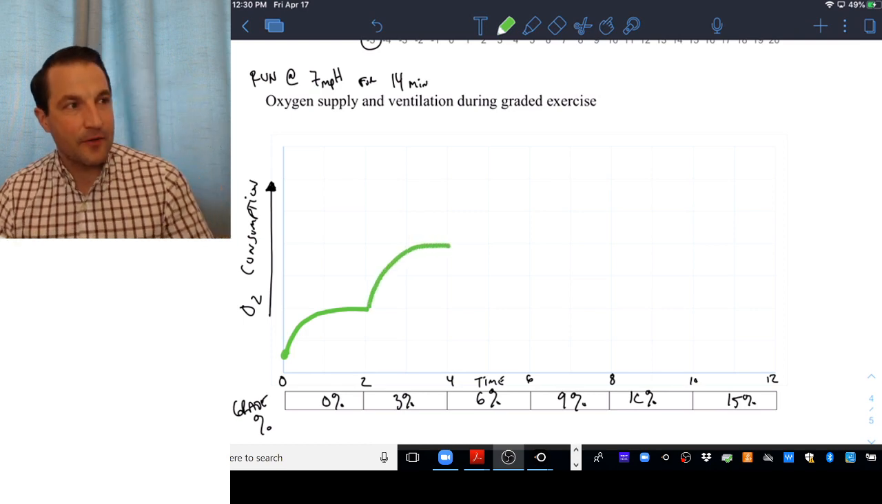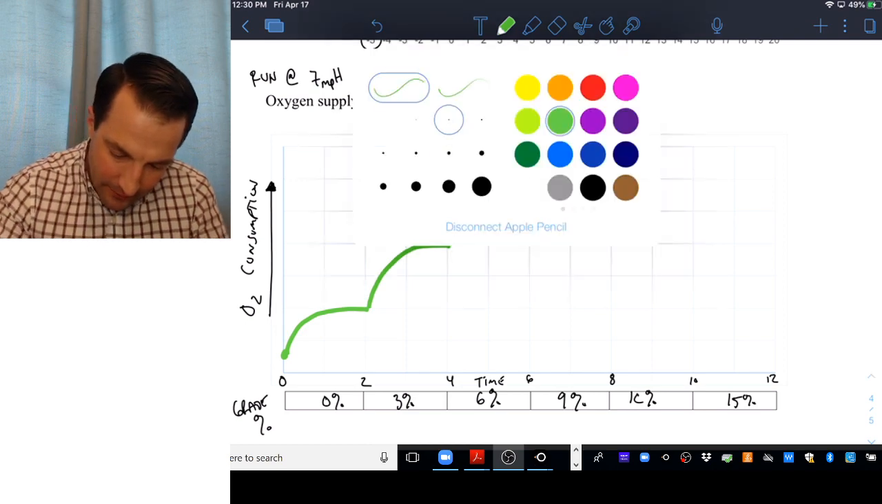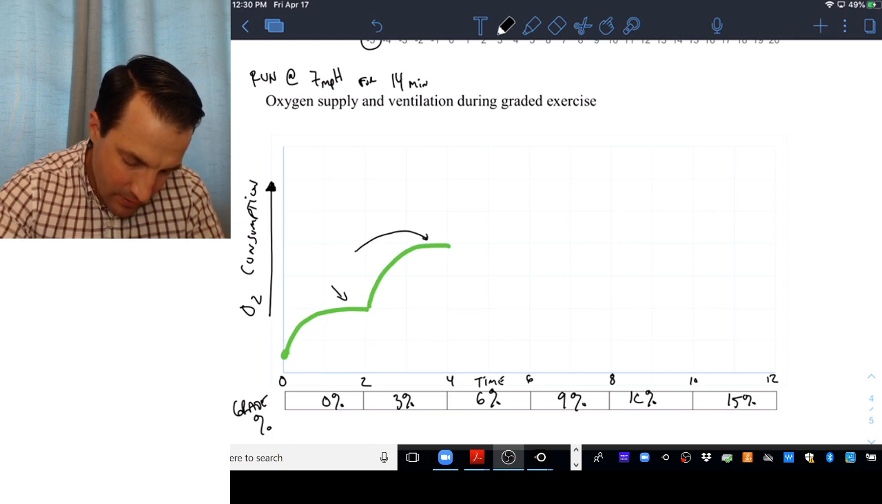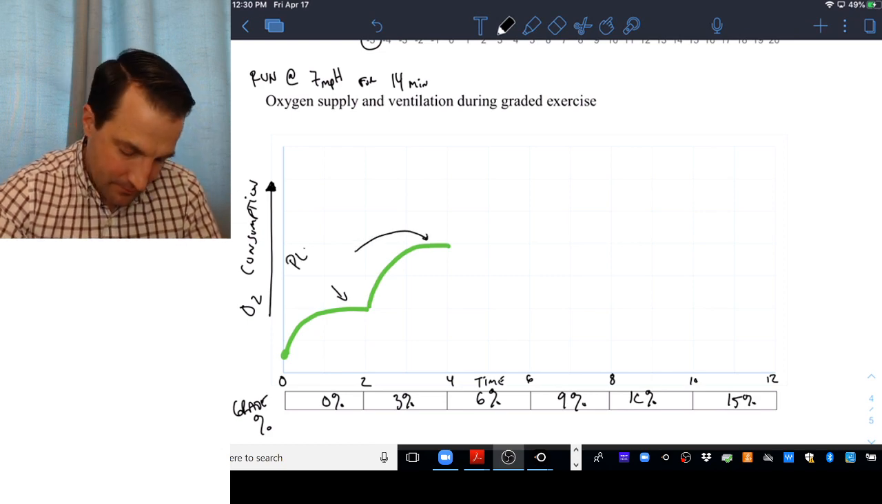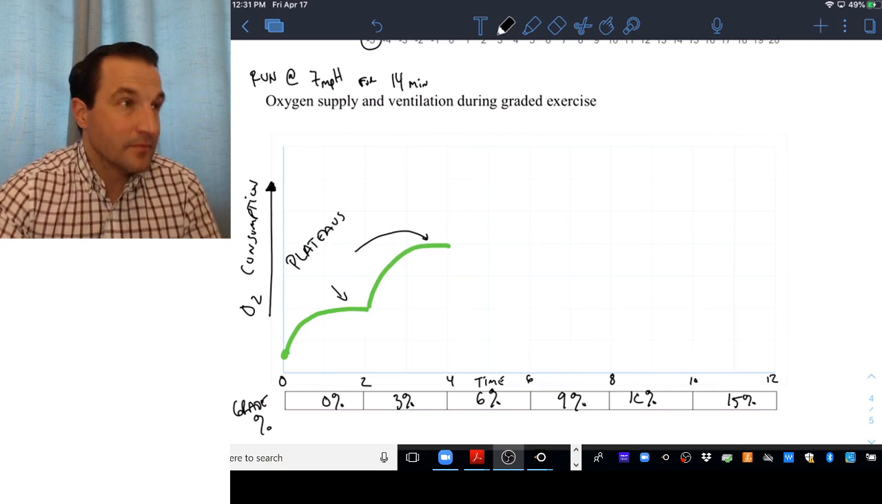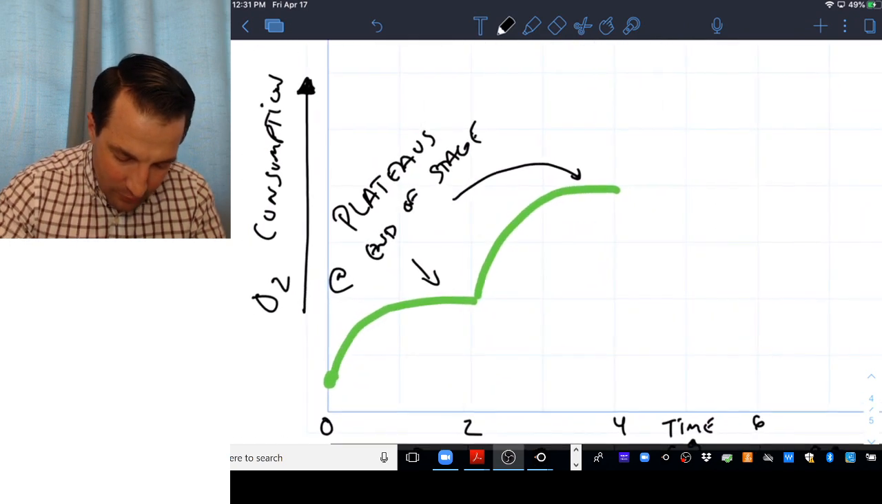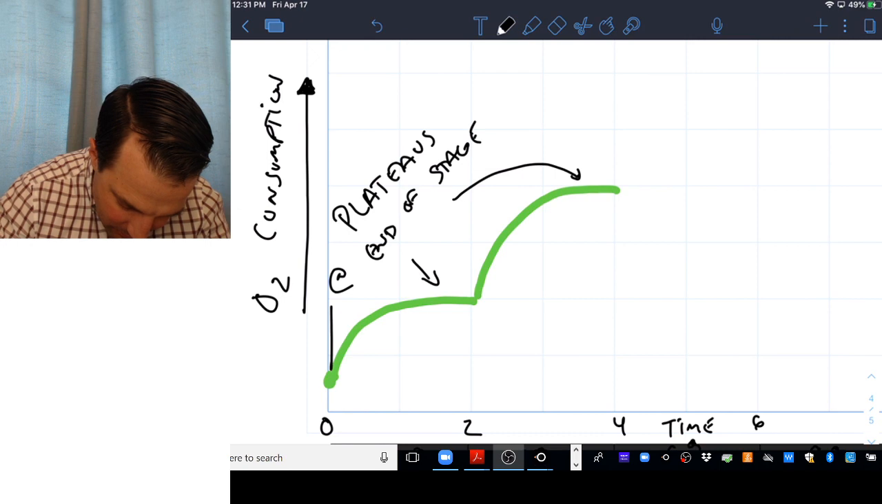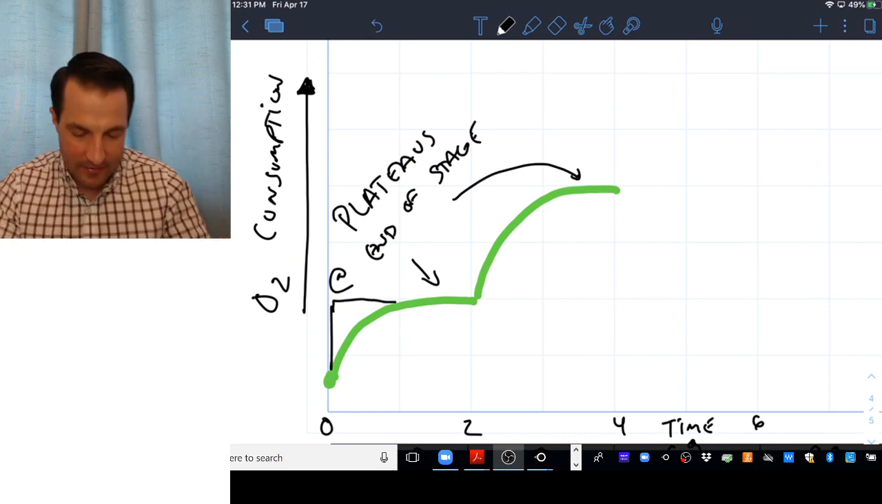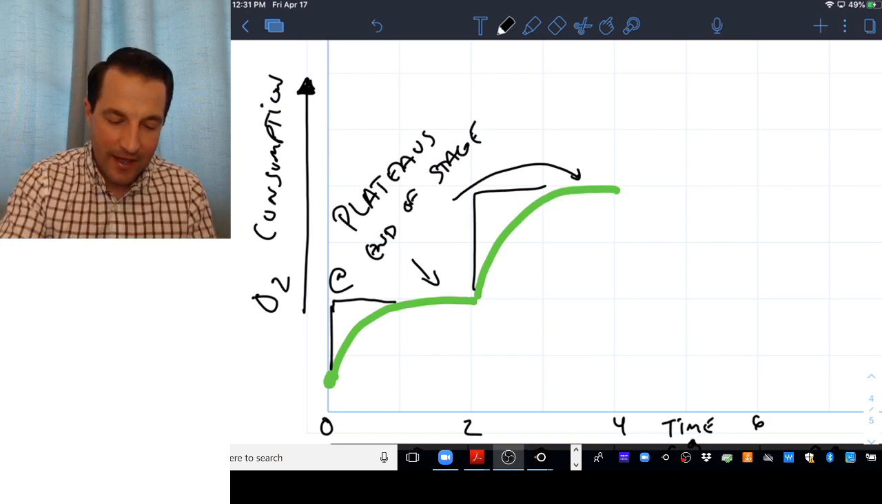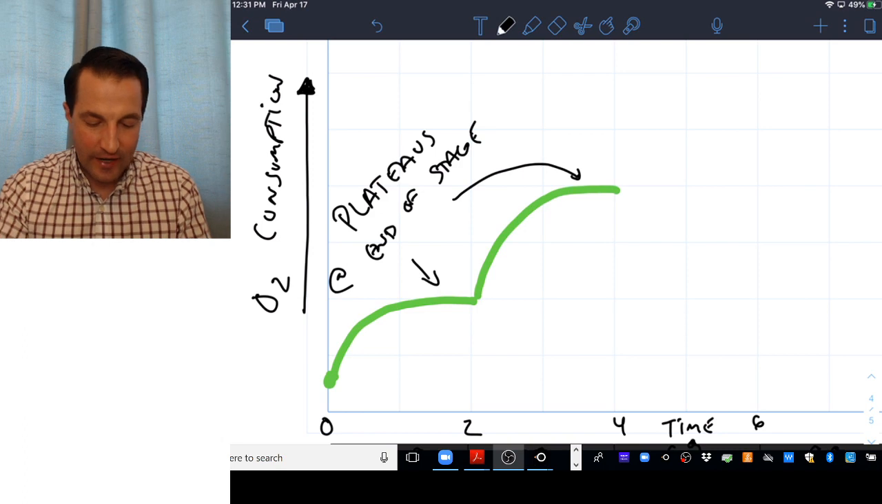Look at that. Okay. And the thing I want to point out here is that at the end of these stages, you're going to get some plateau. If we zoomed in once again, we could say, hey, this little box right here, that's your oxygen debt. Get a little oxygen debt there. So your anaerobic metabolism is going to kick in a little bit every time you change your exercise intensity.